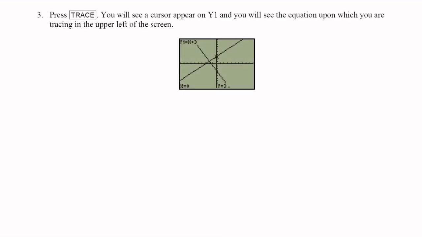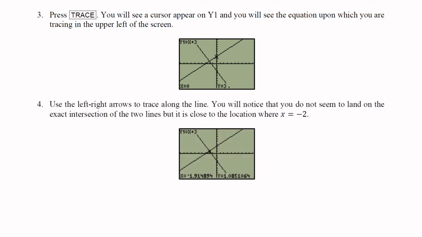Next, we're going to press trace. You will see the cursor appear on y1, and you'll see the equation of the line that you are tracing in the upper left part of the screen. You can use your left and right arrows to trace along the line. You'll notice that you do not seem to land on the exact intersection of the two lines, but it is close to the location where x equals -2.